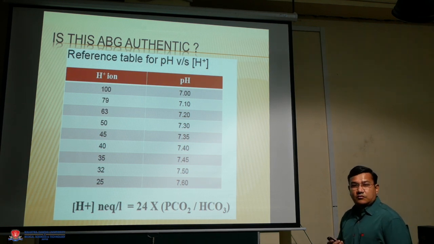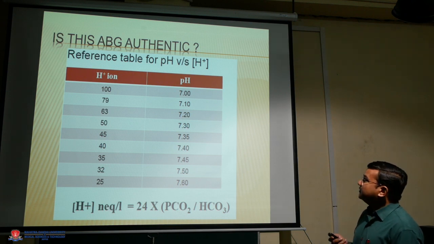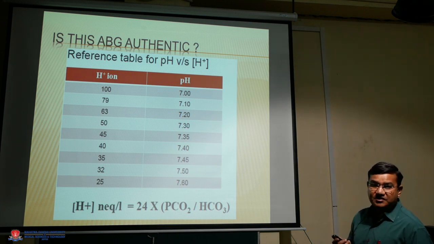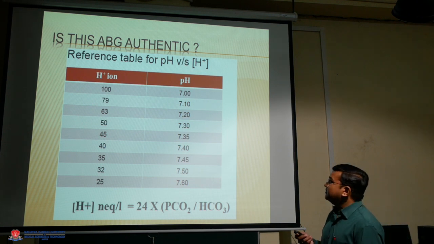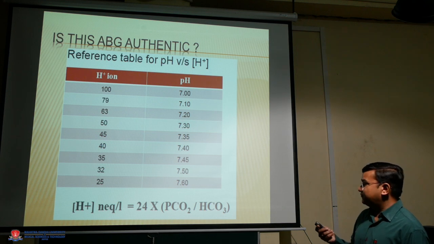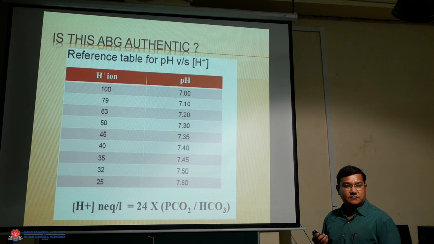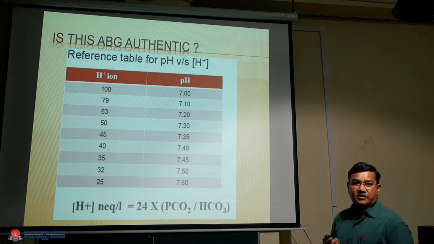So how do we see whether an ABG is authentic or not? Actually, it is a reference table for pH versus hydrogen ions. If the hydrogen ion is 100, then pH is 7. There is a formula below by which we can determine whether the ABG is authentic or not on the basis of hydrogen ions.